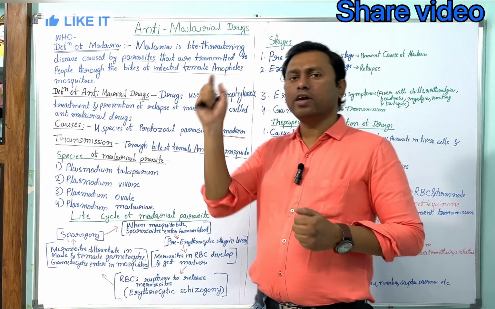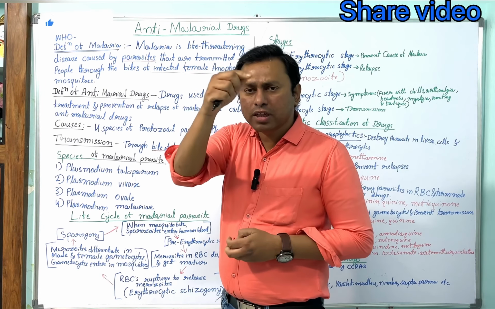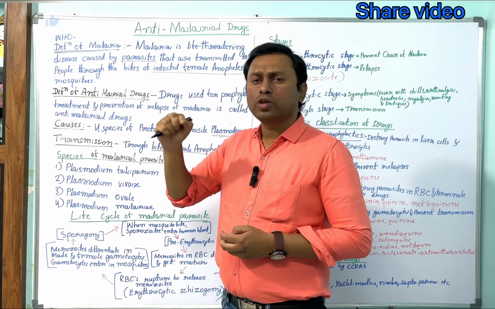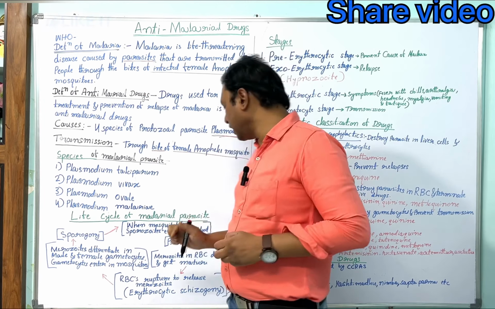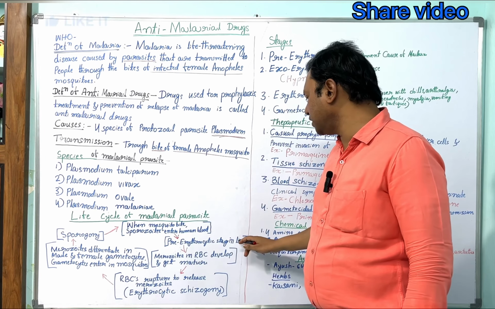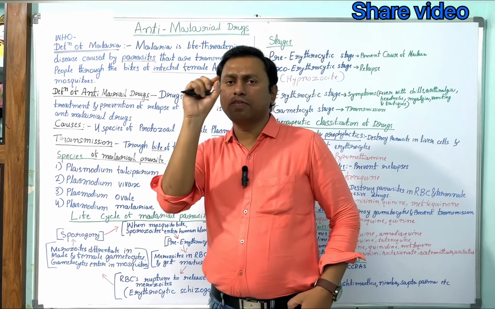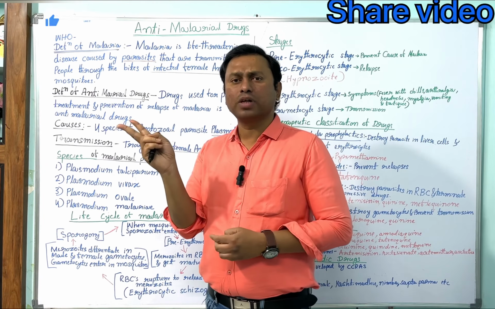Whenever sporozoites enter the human blood, they go through the bloodstream to the liver. In the liver, this is called the pre-erythrocytic stage. Whenever the sporozoites go into the liver, they again do two things.